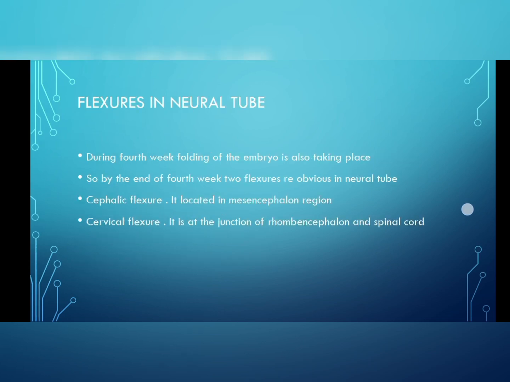During the fourth week, folding of the embryo is also taking place. So, by the end of the fourth week, two flexures are obvious in the neural tube. Cephalic flexure, located in the mesencephalon region. Cervical flexure, at the junction of the hindbrain and spinal cord.